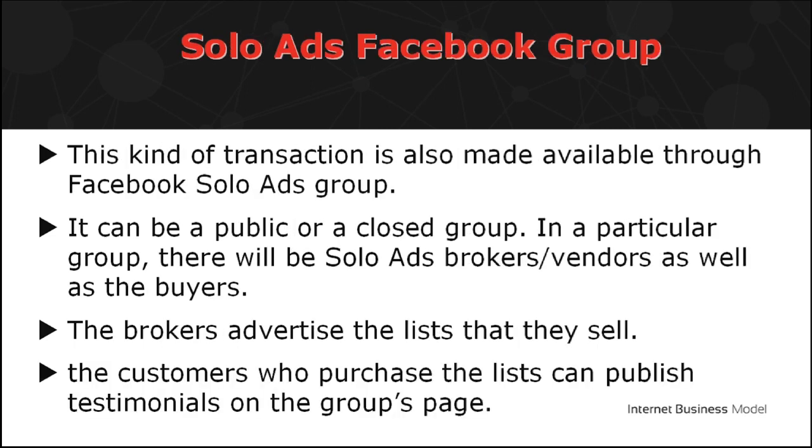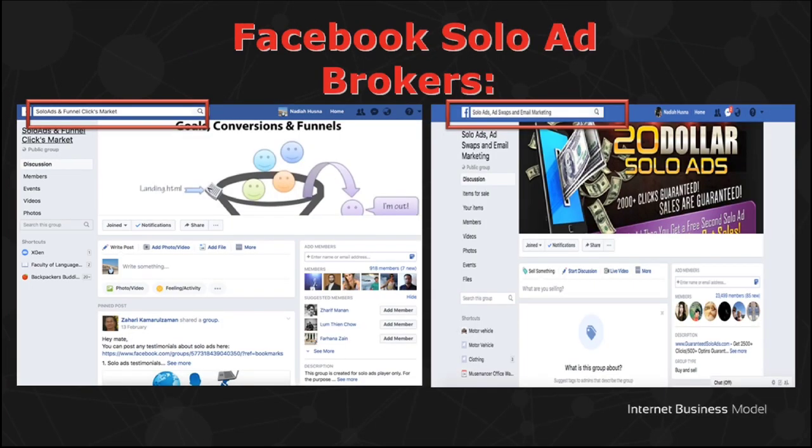This kind of transaction is also made available through Facebook Solo Ads Groups. It can be a public or a closed group. In a particular group, there will be solo ads brokers, vendors, as well as the buyers. The brokers advertise the lists that they sell. Meanwhile, the customers who purchase the lists can publish testimonials on the group's page. Therefore, the members of the group will get direct feedback, and this will enable them to weigh their selection of lists. Examples of Solo Ads Facebook groups are as follows.